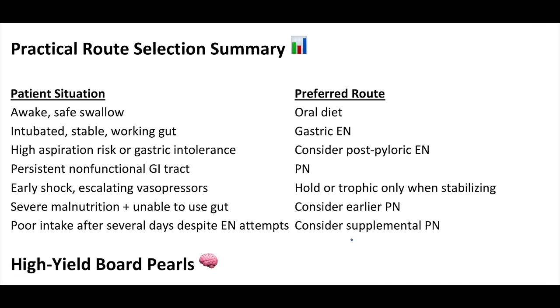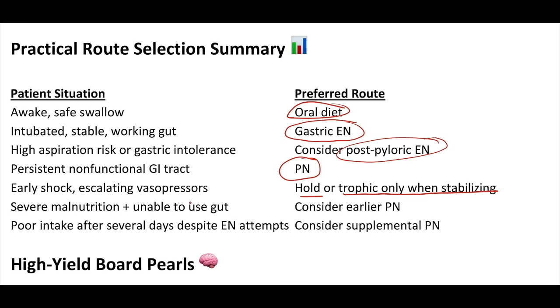All right, here is a little chart of some practical ways in which we can think about route of nutrition. Some of this is probably going to be obvious, but just to speak it out loud: if the patient's awake and safe to swallow, oral diet. If they're intubated, they're stable, they have a working gut, gastric enteral nutrition. If they're high aspiration risk or have gastric intolerance, consider post-pyloric enteral nutrition. If they have a persistent non-functioning GI tract, consider parenteral nutrition. Early shock, escalating vasopressors: hold tube feeds, or consider starting trophic feeds, but only if they're improving.